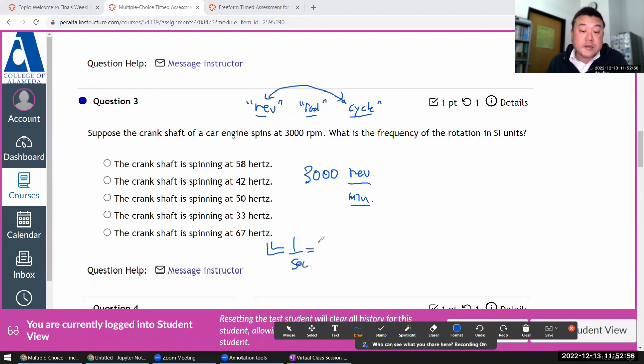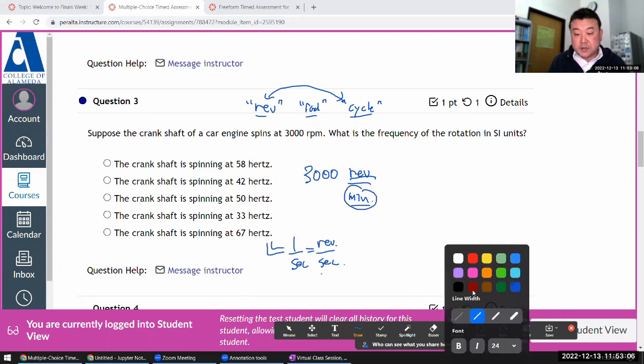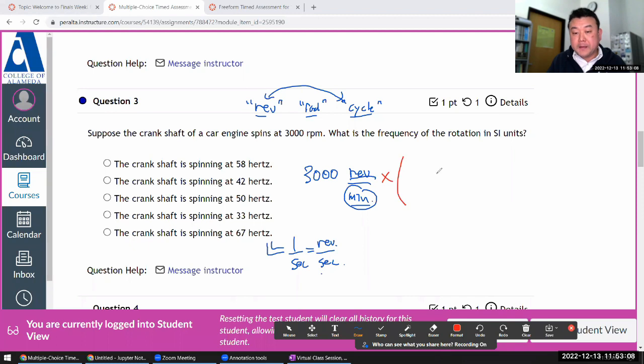I can also say that's revolutions per second. With that in mind, I can leave these revolutions alone. I don't have to do a thing to it. What I need to do is convert minutes to seconds. So I need to multiply by a ratio of one that has a minute on top and somehow magically turns into seconds. I'm trying to think of quantities that are equal to each other: 1 minute is equal to 60 seconds.